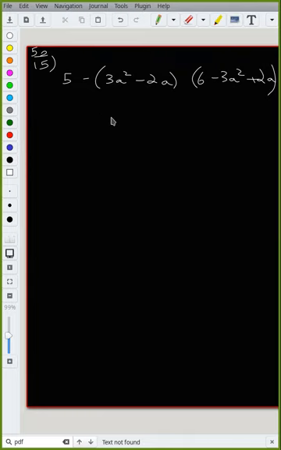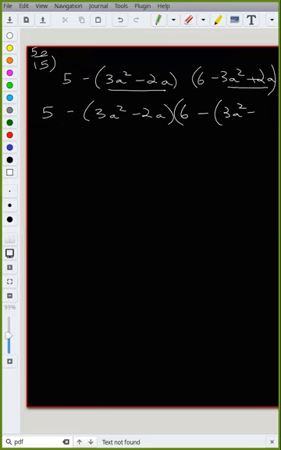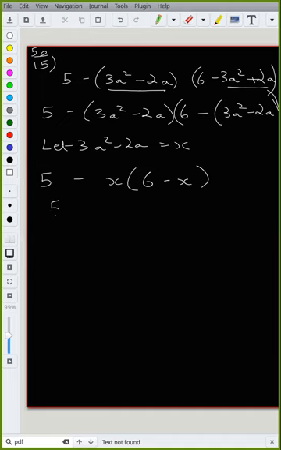We did a question similar to this yesterday. So we see that we have 3a squared minus 2a and we have 3a squared plus 2a. So can I rearrange this to 6 minus, in brackets, 3a squared minus 2a, right? So then we'll take 3a squared minus 2a as x. So what will we get? We'll get 5 minus x into 6 minus x, which is 5 minus 6x minus x squared. Now we can solve this quadratically.